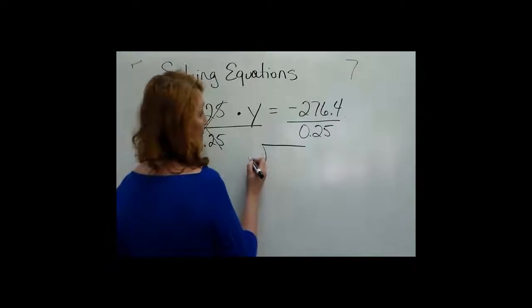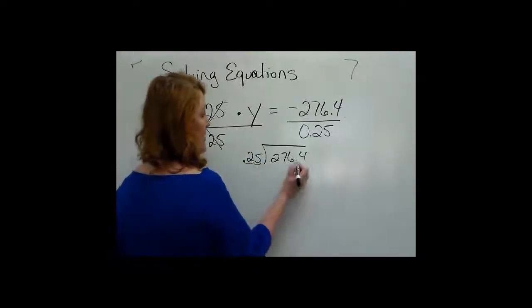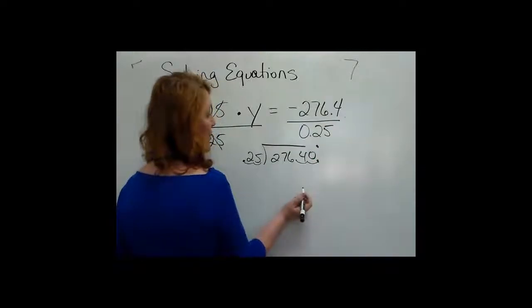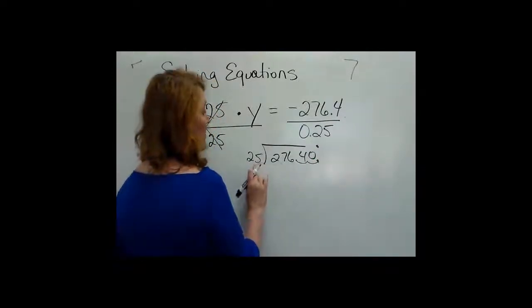So we're going to set up a small 0.25 into 276.4. I'm going to move this decimal over 2 times. I'm going to move this decimal over 2 times. Put my decimal there, put my decimal there, put a placeholder in. Now this is all gone.